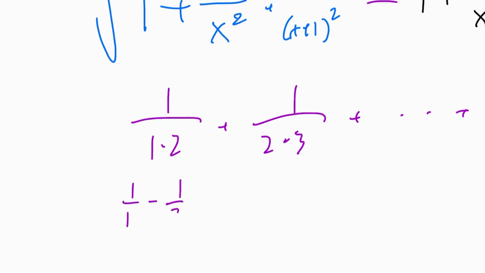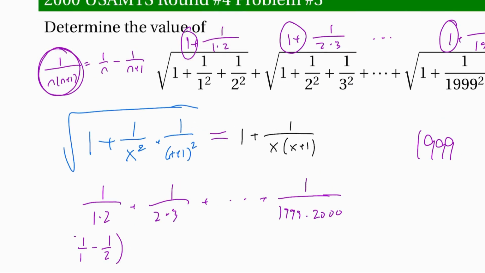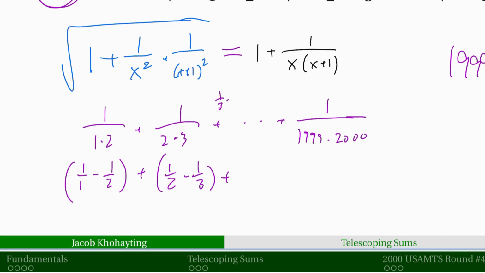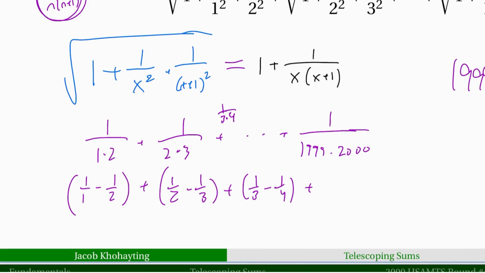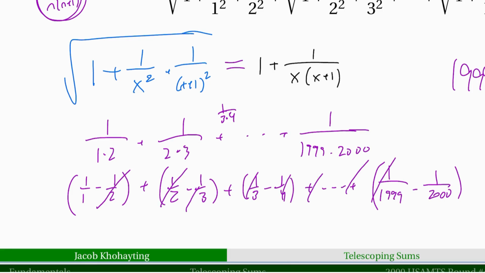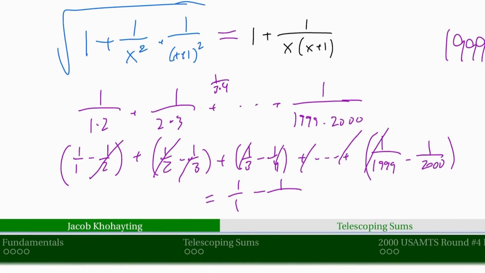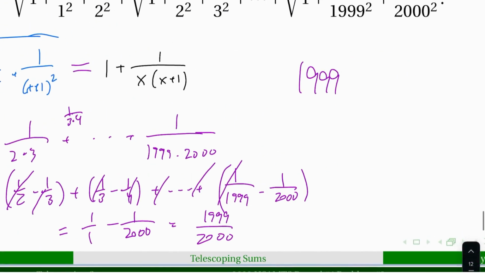So this would be 1 over 1 minus 1 half when you plug in n equals 1. The second term would be 1 over 2 minus 1 over 3 when you plug in n equals 2. The third term is 1 over 3 minus 1 over 4 when you plug in n equals 3. And so on until 1 over 1999 minus 1 over 2000 when you plug in n equals 1999. So we can cancel these all out. Everything cancels except the 1 over 1 minus 1 over 2000. This is 1999 over 2000.